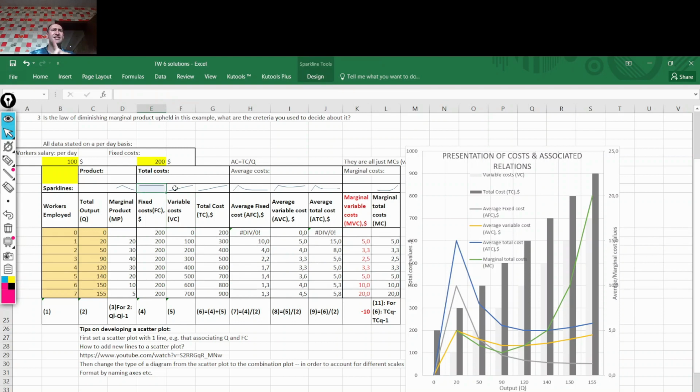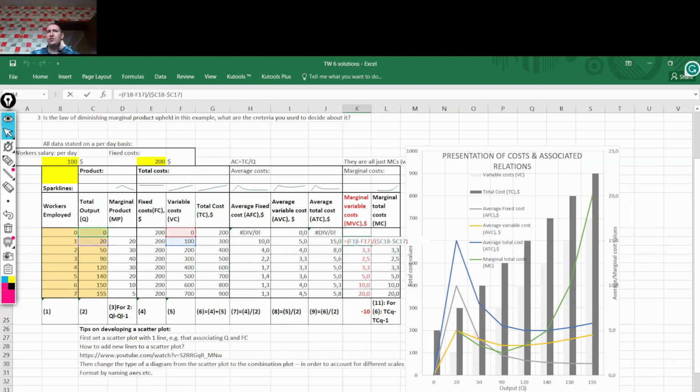Spark line for the fixed cost, these things are called spark lines. It's just a flat line, right? For the variable cost, it's an increasing line, more or less smoothly increasing. The total cost is also a smoothly increasing line, and averages are like these lines in my example. First the decline, then the increase for all the three types of averages.